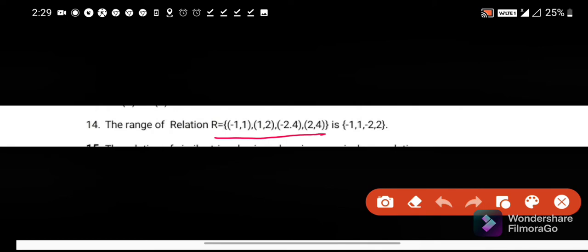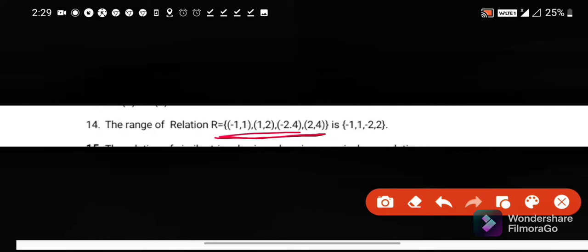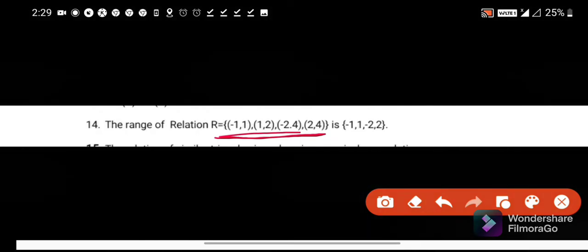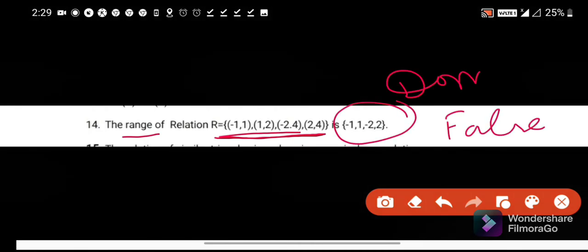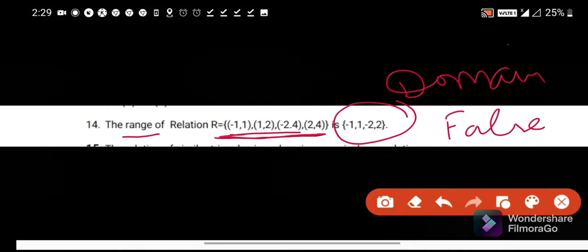Next, true false. The range of the relation R. Now range of the relation R, {(-1, 1), (1, 2), (-2, 4), (2, 4)}. Range is equal to {-1, 1, -2, 2}. This is a false statement because this is the domain. The first elements are called the domain. So this is a false statement.